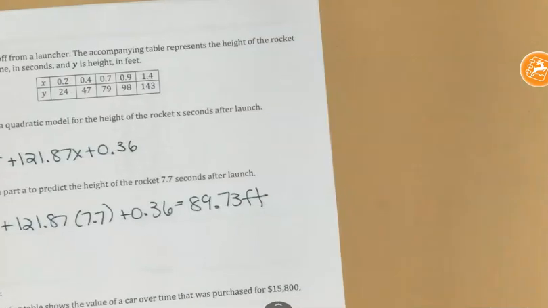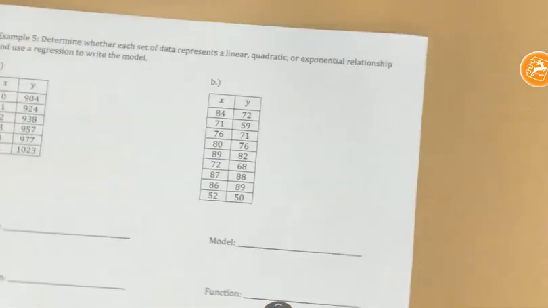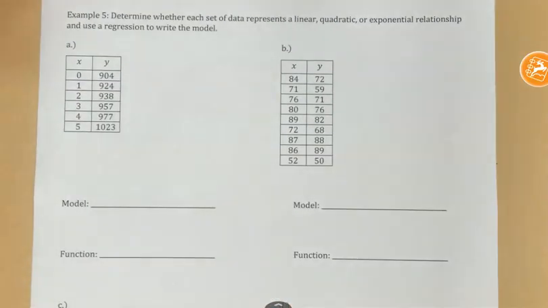Okay, the final thing we're going to look at is how do I determine, with just a set of data, whether it is linear, exponential, or quadratic, and then write my regression. So in those first examples, we were told straight away whether it was linear, quadratic, etc. Here, I need to first figure that out.